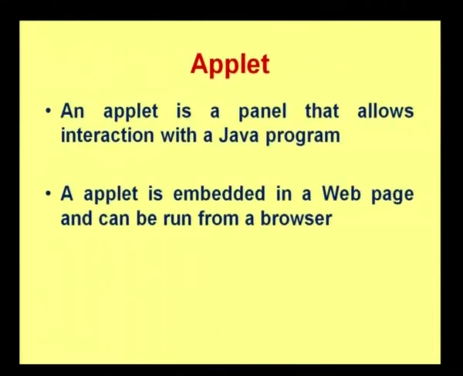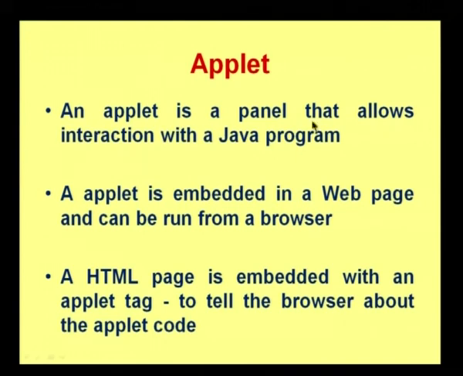So, first we will see what is an applet. Applet is a panel that allows interactions with a Java program. Applet is embedded in a web page and can be run from a browser. A HTML page is embedded with an applet tag to tell the browser about the applet code.